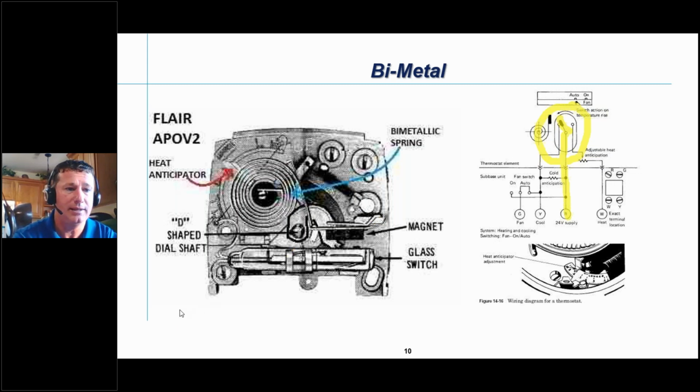Very common thermostat. They were fairly reliable. The downfall of them is they just weren't extremely accurate in their tolerance. They were adjustable. We had the ability to set heat anticipation on them.